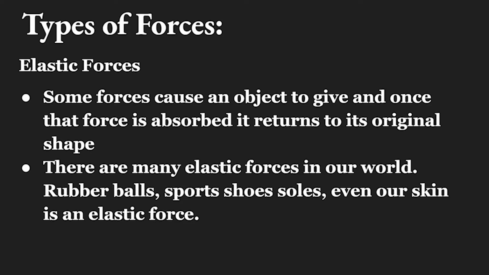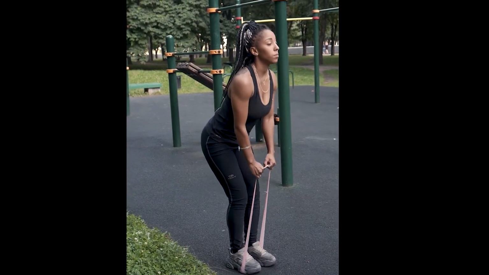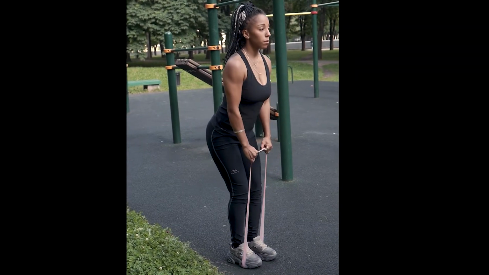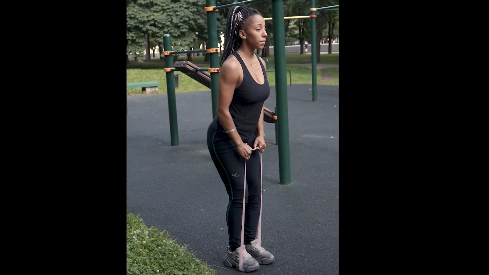New cars have these bumpers that are meant to absorb the shock of an impact so that once that force is absorbed, it's deflected away from the people in the car. And that's another great example of an elastic force. This lady's using a giant rubber band to exercise. She's pulling on that elastic, and when she bends over, it goes back to its original shape there.